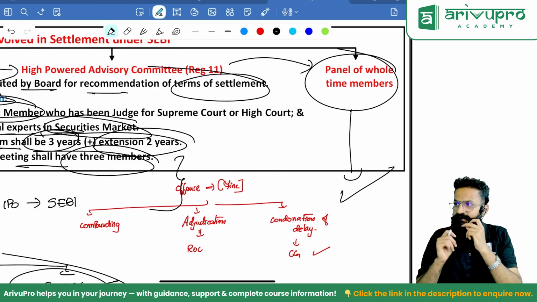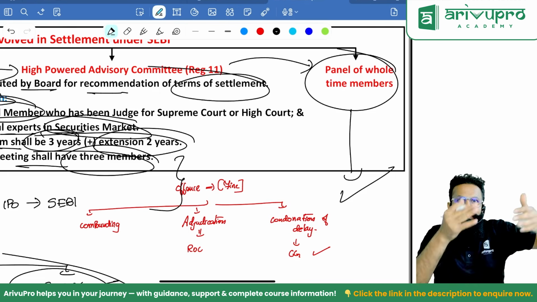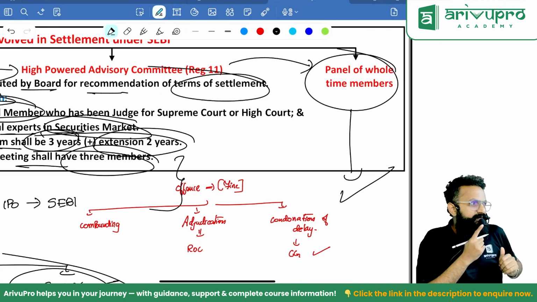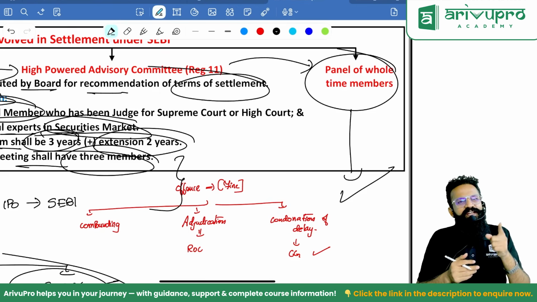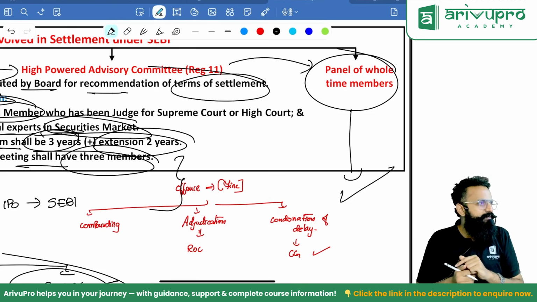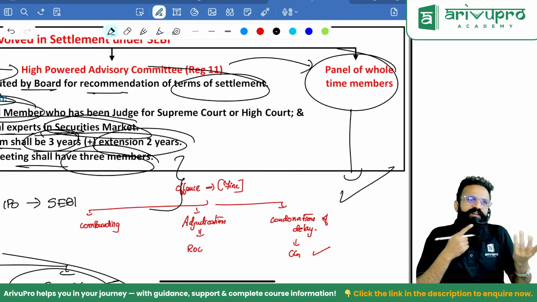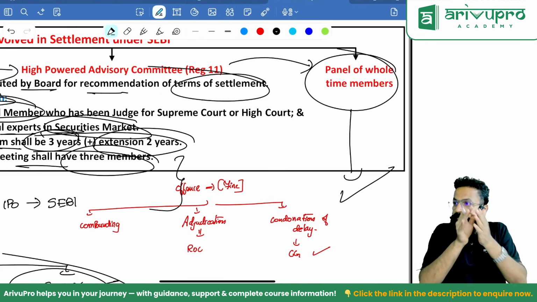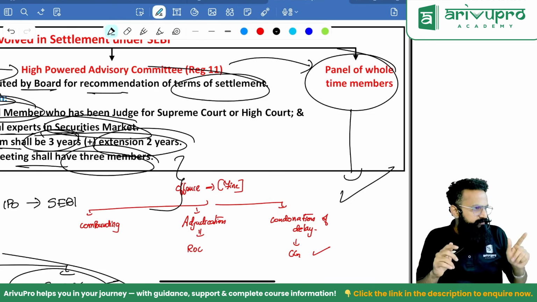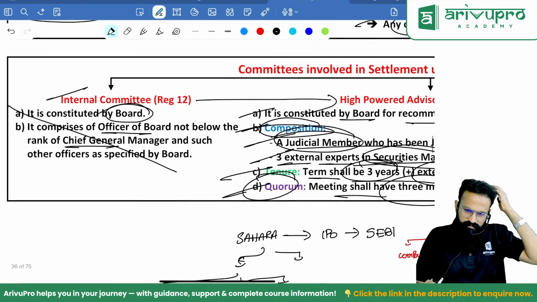Now, is it expressly written? The answer is no. But if you understand this, now you will understand the further procedure. Are you getting it? They will be writing it as IC has approved the settlement, HPAC has rejected it. We will wonder, if IC has approved, settlement should go through, no, why is HPAC coming? This is how the structure is made. Clear? Yes, sir. Okay. Regulation 12, 11, done?